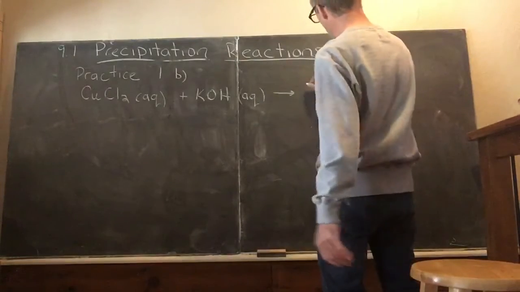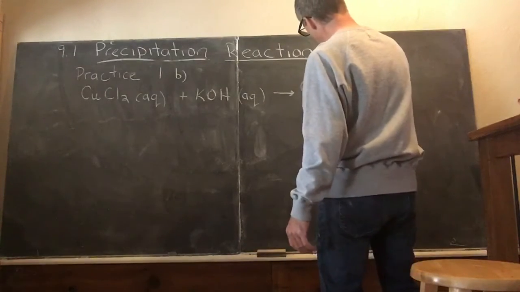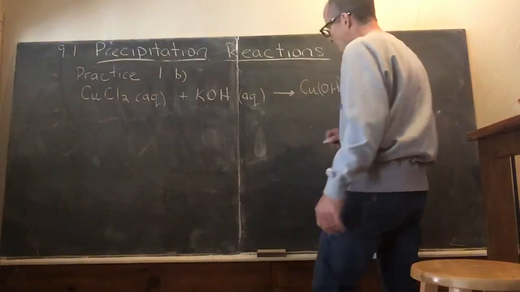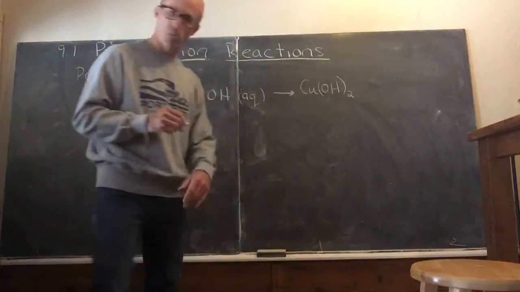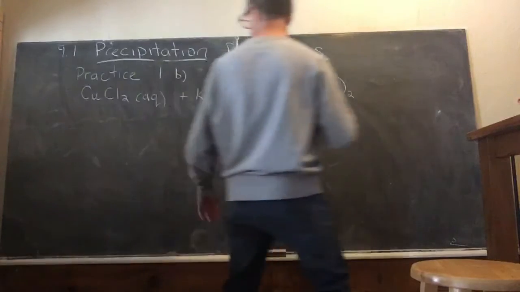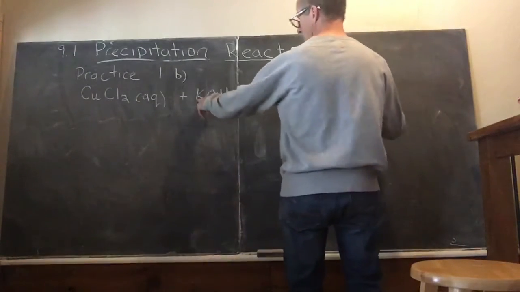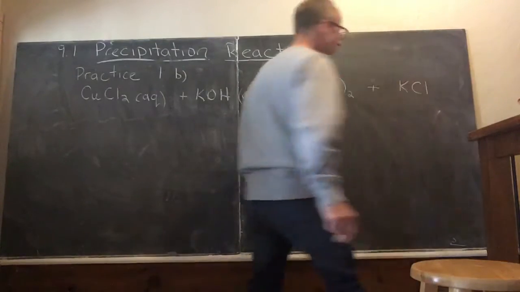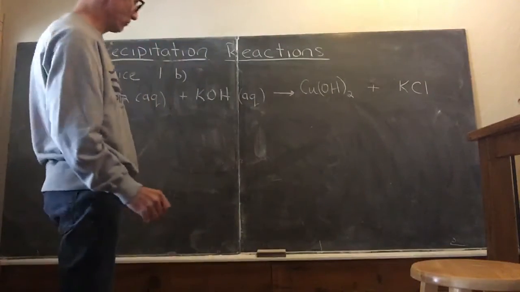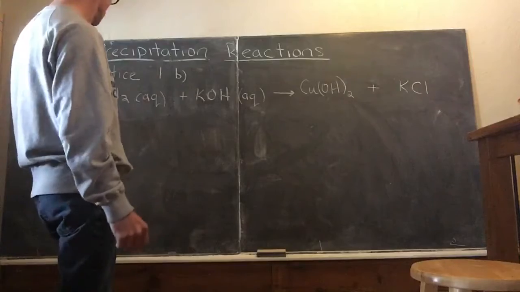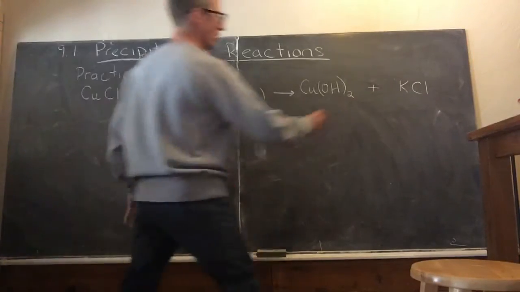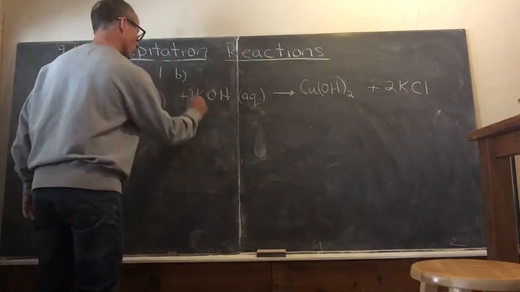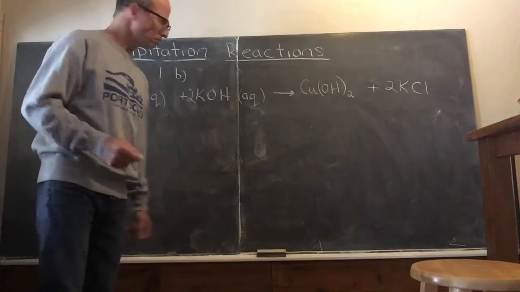So copper is going to end up with hydroxide, and of course, remember it's copper 2, so it's Cu(OH)2, and potassium will connect with chlorine. So this is our unbalanced equation. Obviously we need to balance it. We've got 2 chlorines here, so let's fix that up, and another 2 there is good to go.